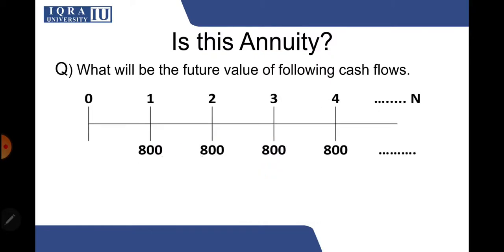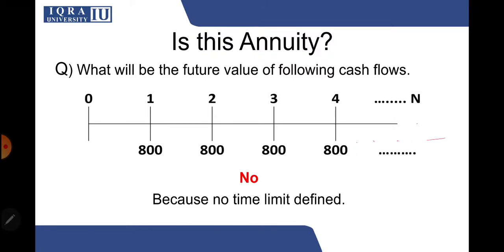Now over here again we have equal cash flows, but this dot dot dot n means that the cash flow is continually coming. So you don't know when the cash flow is going to end. It's coming at the end of the 5th year, 6th year, 7th year, and so on. So it's a continuing cash flow. Again, this is not going to be an annuity because it has no defined time limit.